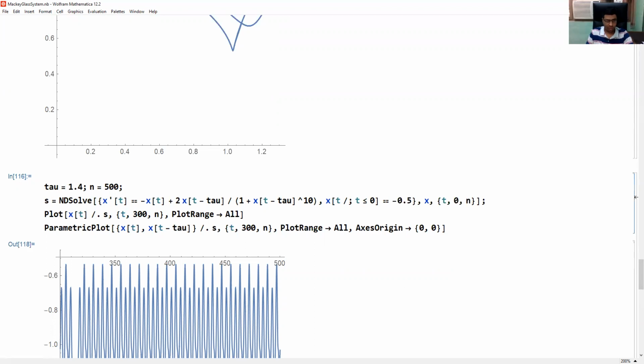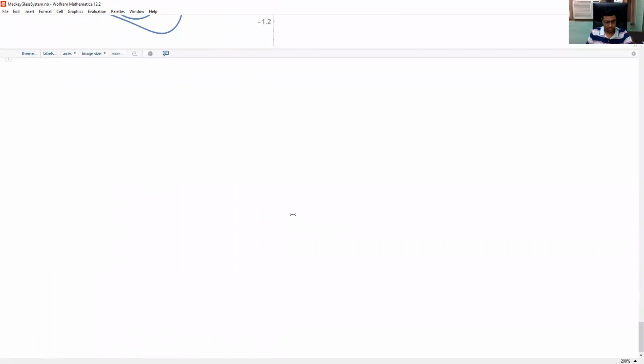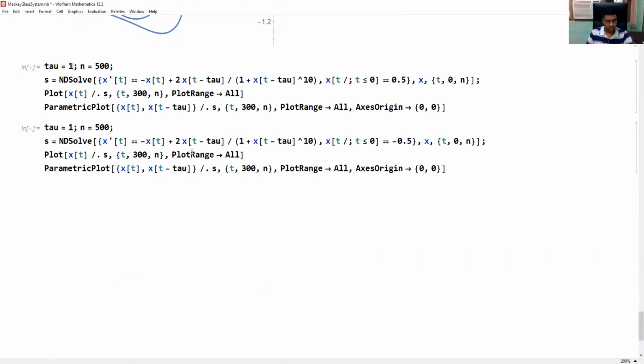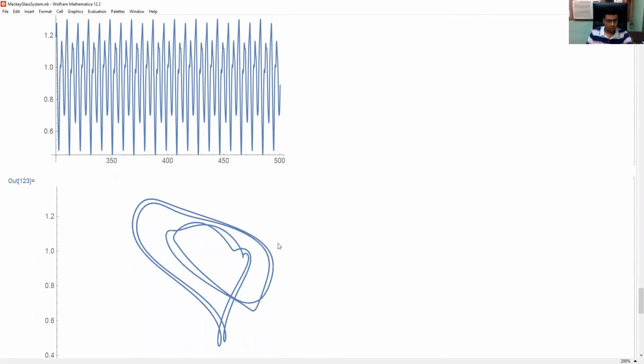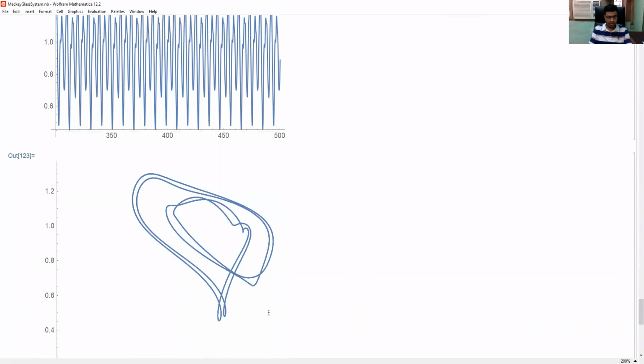Okay, now let us increase further. Say 1.6. Okay, now period doubling. This phenomena is called as period doubling. This is 4 cycle. Okay, period becomes 4, and we know that this will lead to chaos. Okay, period doubling route to chaos.